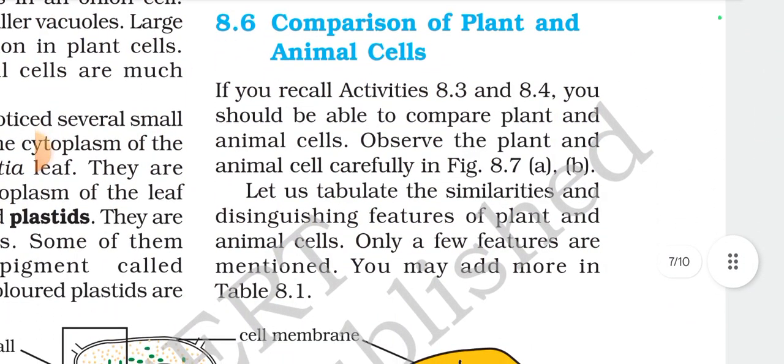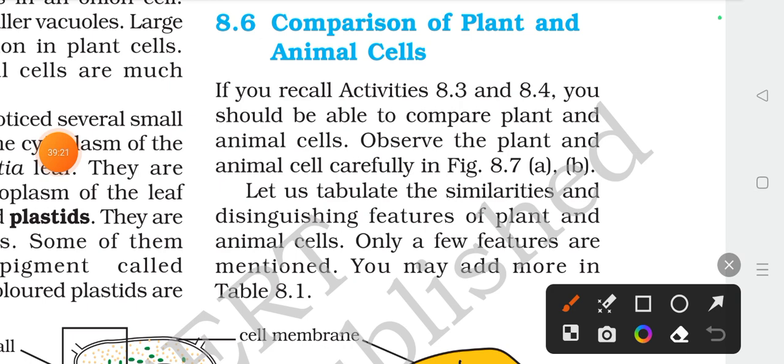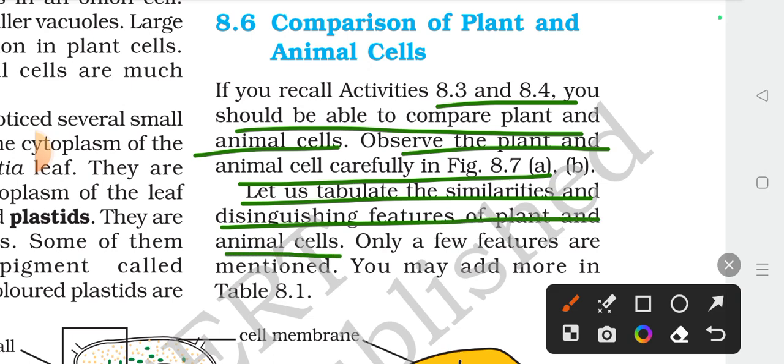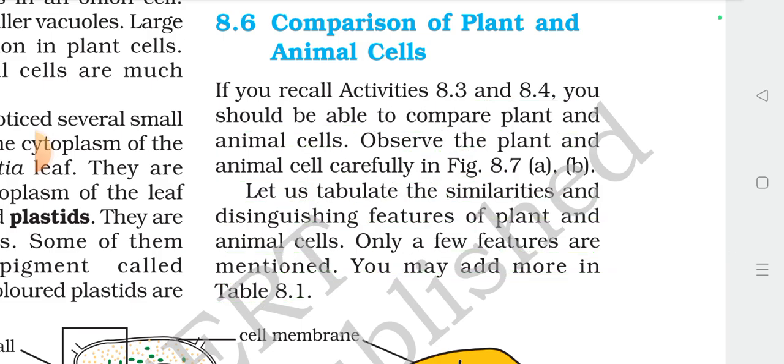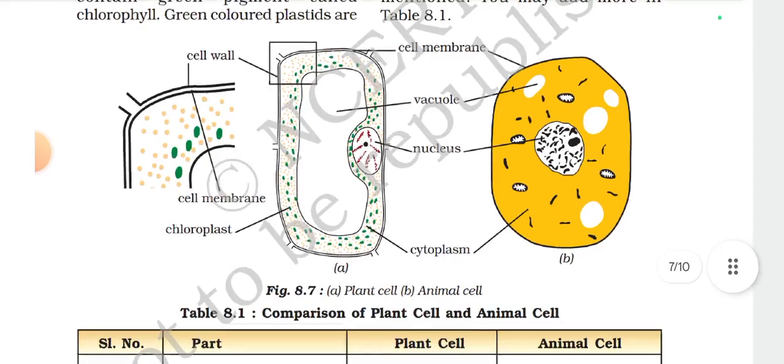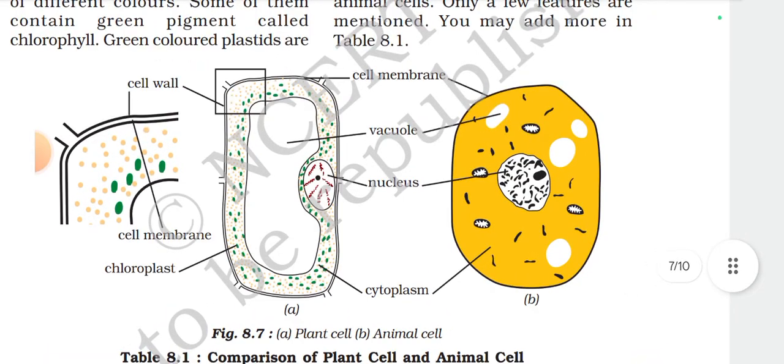Comparison of animal and plant cell. If you recall activity 8.3 and 8.4, you should be able to compare plant and animal cell. Observe the plant cell and animal cell carefully in 8.7. Let us tabulate the similarities and distinctive features of plant and animal cell. Only a few features are mentioned. You may add some more in table 8.1.